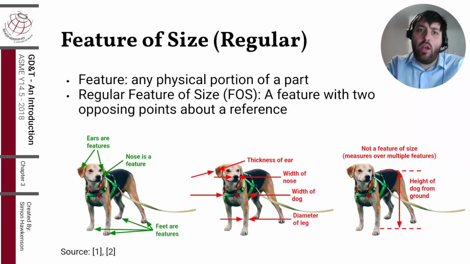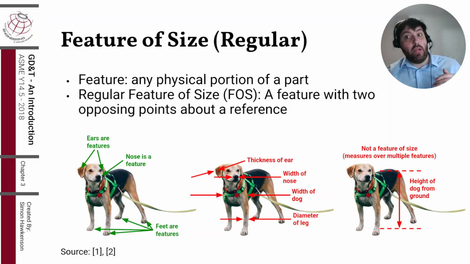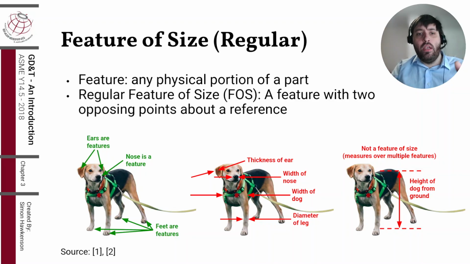Let's start with a really important concept that is introduced in GD&T, the concept of a feature of size. There are actually two types of feature of size. There's regular and there's irregular. I won't go into irregular features of size since they're a little bit more of an advanced topic. So for now, we're just going to stick to regular features of size.